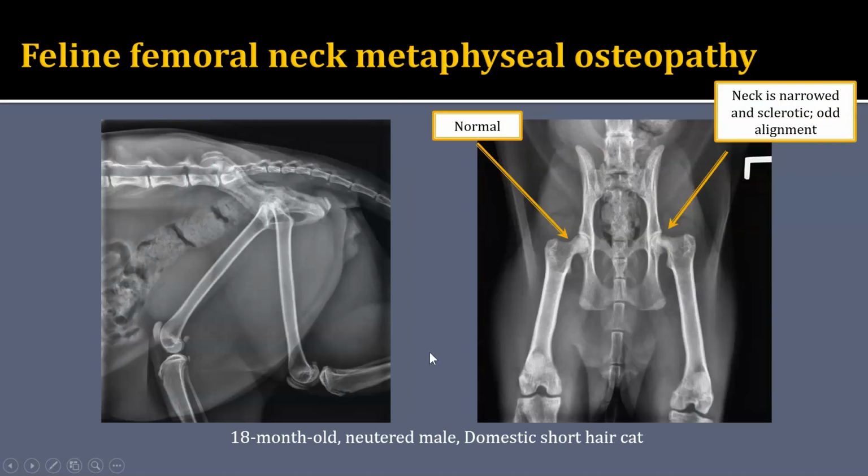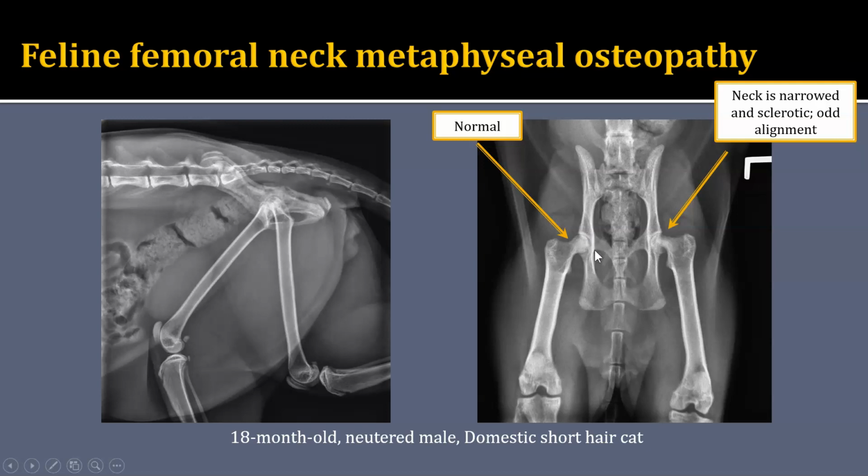Here's another patient, slightly older. This is an 18-month-old neutered male domestic short-hair cat. And in this patient, again, our findings are going to be most prevalent on or easy to see on the ventrodorsal view. The right-hand side is actually normal, so there's going to be a little bit of sclerosis of the metaphysis, and then it's going to be fairly uniformly lucent like the rest of the femur.